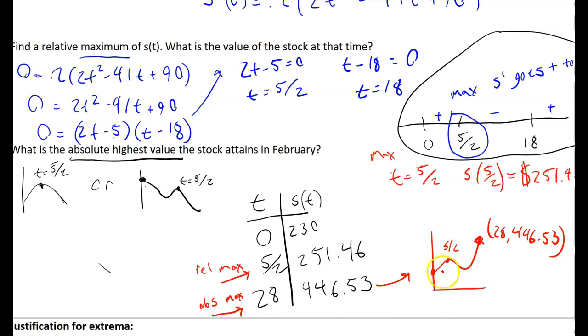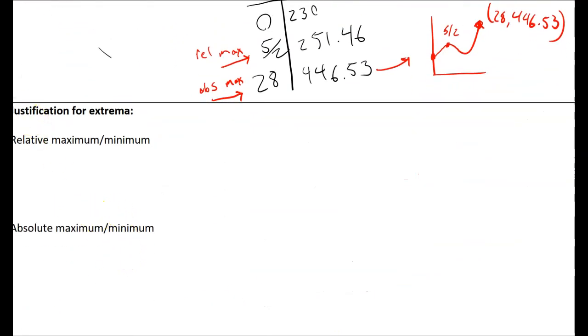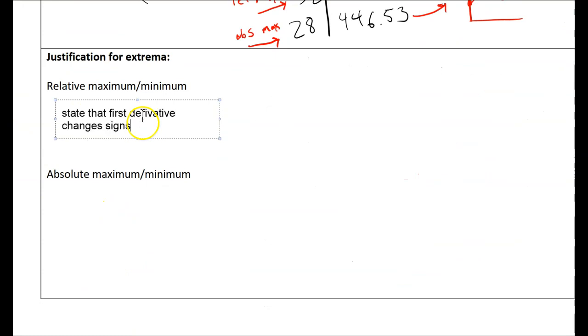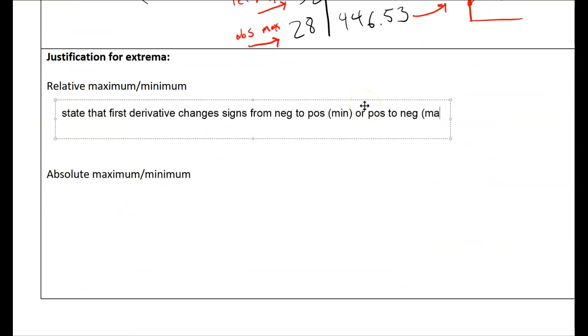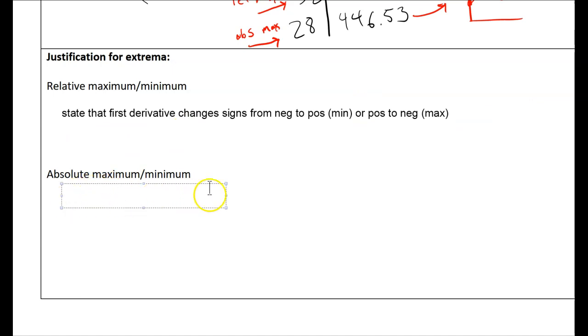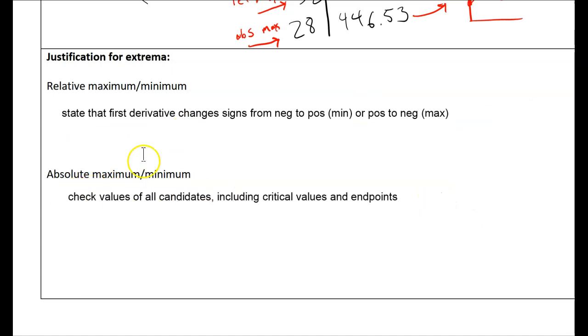So my absolute maximum, the absolute highest price, does not have to be the same as the maximum I found by my first derivative. So we already have this idea of justifying a relative maximum or a minimum. All we have to do is say that the derivative changes signs. For an absolute maximum or a minimum, we have to check values now. So this is sort of more information than just finding a relative maximum or minimum. This is called the candidates test.